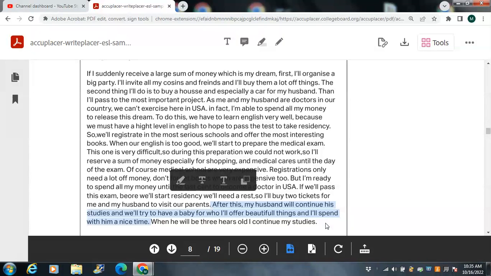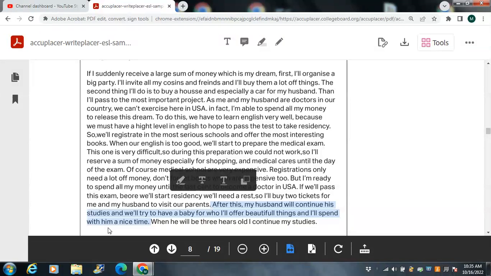Now, here's the problem. We also have a pronoun, him. However, we don't know if him is referring to the baby, because she may have a son, or the husband. So that can be confusing. And that's why it's better, again, to break up ideas, because this is another example.